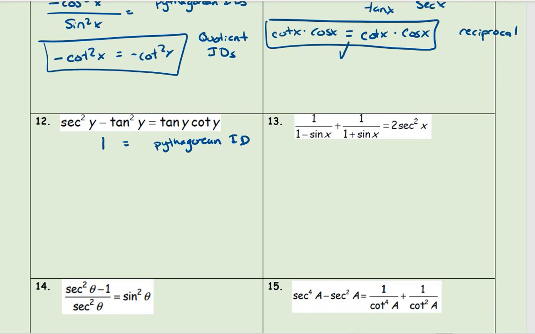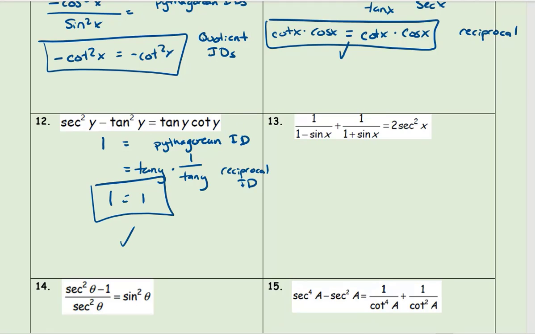Okay, so we know that the left side is equal to 1. So let's look at the right side for a second, because we know that tangent and cotangent are reciprocals, right? Tangent of y is 1 over cotangent, and cotangent is 1 over tangent of y. So tangent of y times 1 over tangent of y, because of the reciprocal identities, we know that is also just equal to 1. So now we've simplified both sides to equal 1. We are done. We proved that the sides are equivalent to each other.